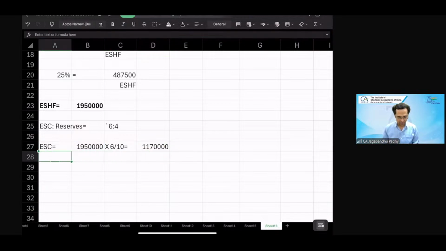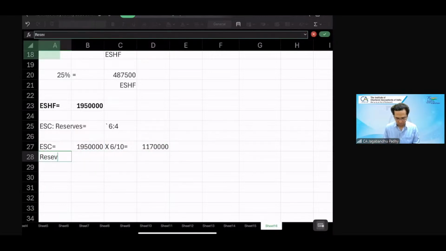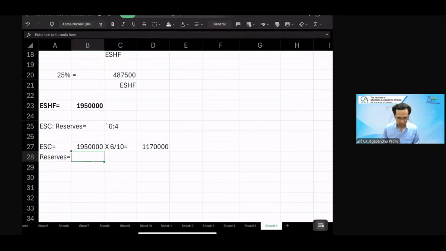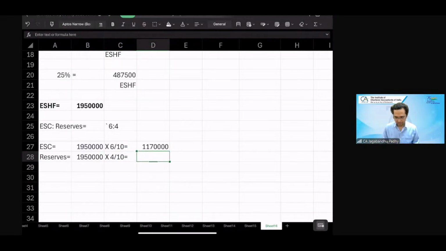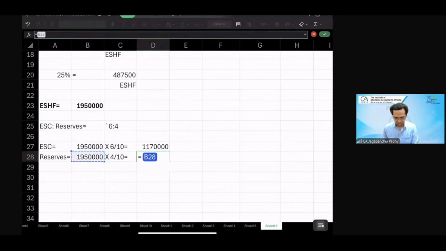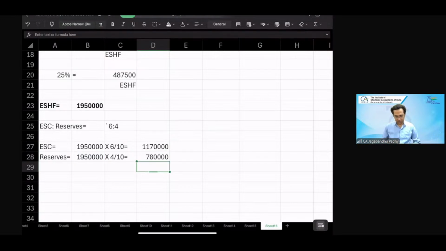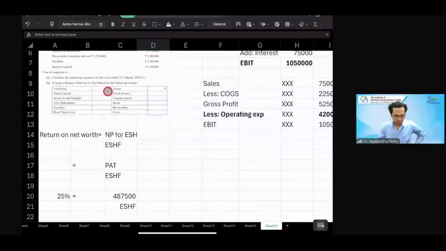So that is 11,70,000. And then we have the reserves also. So reserves, obviously, same thing: 19,50,000 multiplied by 4 divided by 10. So this is 7,80,000. So two numbers we have computed. One is share capital, one is reserves.